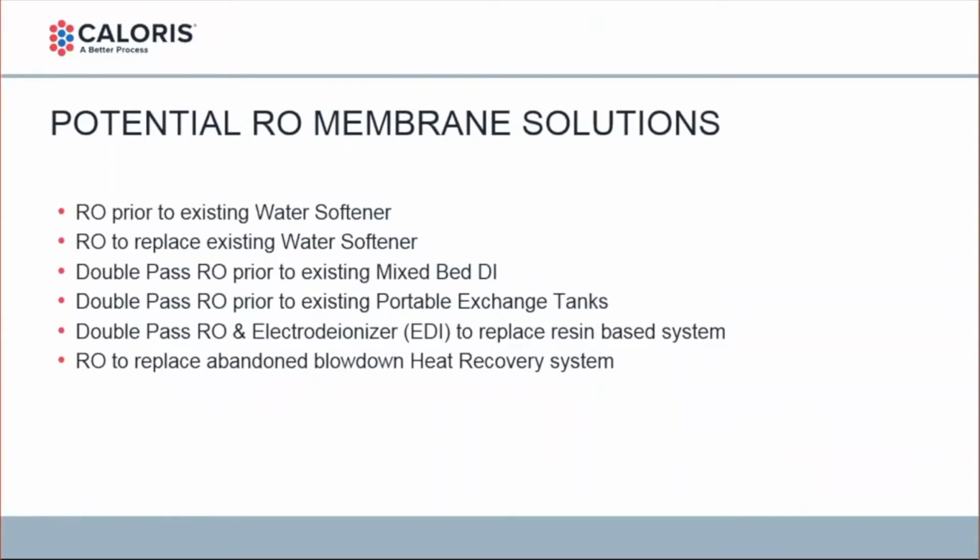Okay, so potential RO membrane solutions. One solution is an RO prior to an existing water softener. What that's going to do is reduce the TDS, and basically the RO is going to have maybe a part per million of hardness. That hardness going to the water softener is pretty good, so you're going to have a pretty good stream then going to your boiler.